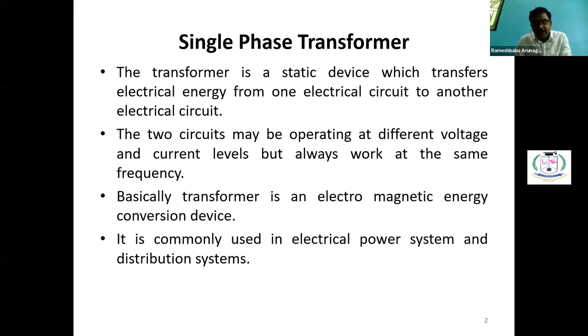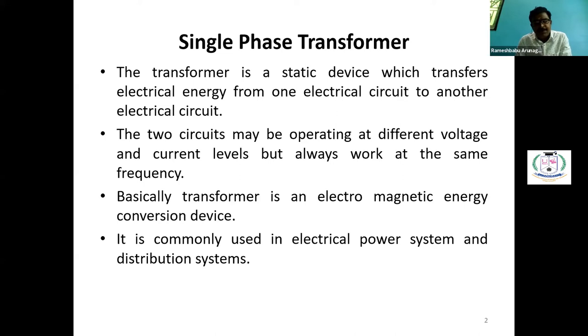Okay, but the frequency in the primary winding and secondary winding is equal, right? So frequency is the same for the primary winding as well as the secondary winding, but voltage and current vary in the primary winding as well as the secondary winding. So basically, a transformer is an electromagnetic energy conversion device, right? So mainly the transformer is used in electric power systems and distribution systems. These are the systems where it is mainly used.